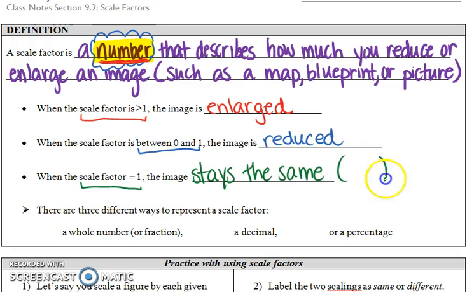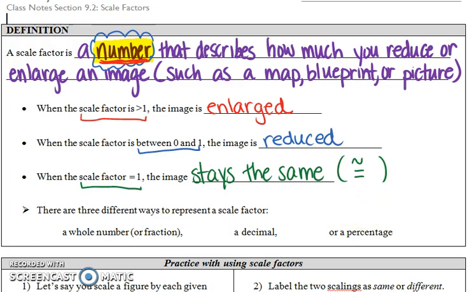And you might remember that when you have two figures that are exactly the same size and shape, that is referred to as being congruent. So if you take an image and you scale it by a factor of 1, you're basically just keeping it the same size and same shape, so it would be a congruent shape.